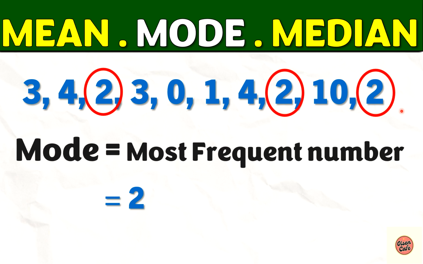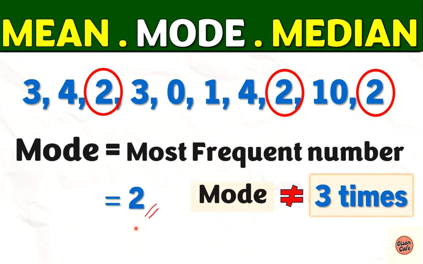Now, the mistake that students make: instead of writing down this number, students usually give mode as 3, because they say the number 2 appears 3 times. So therefore, they say mode is equal to 3. Do take note, mode is not equal to 3. Mode is the number that appears most of the time. So that is mode. Hope you get this clear.